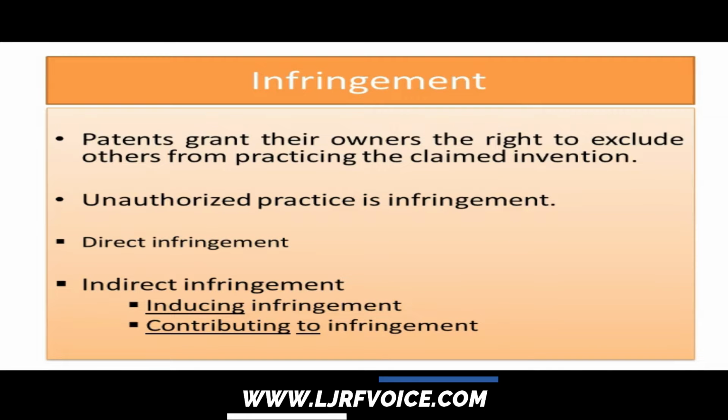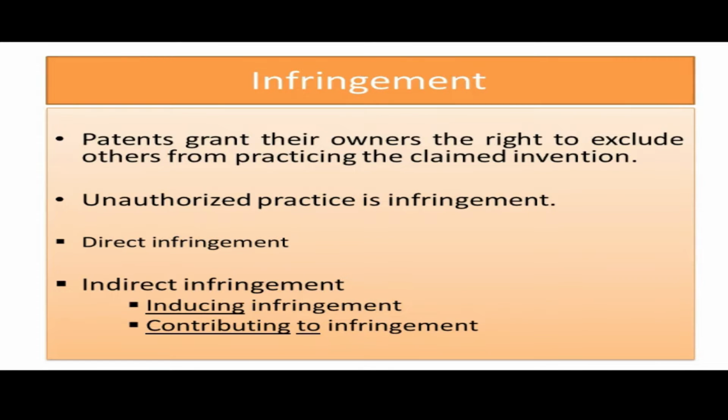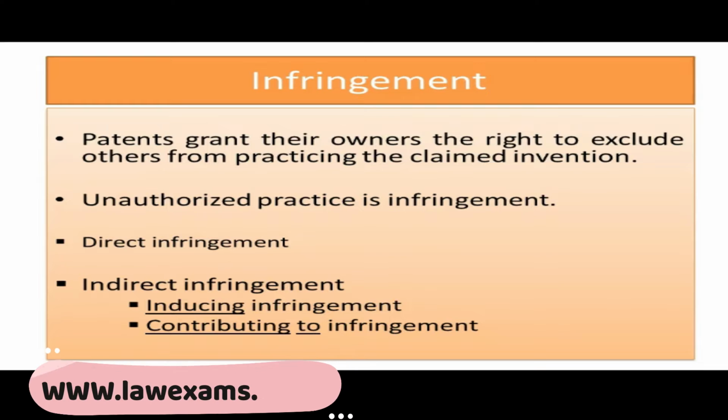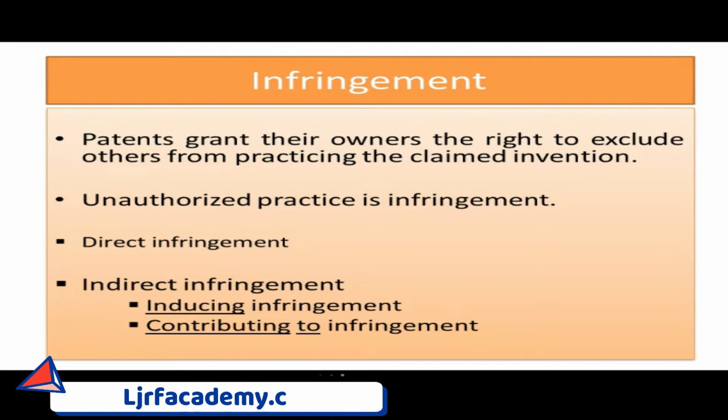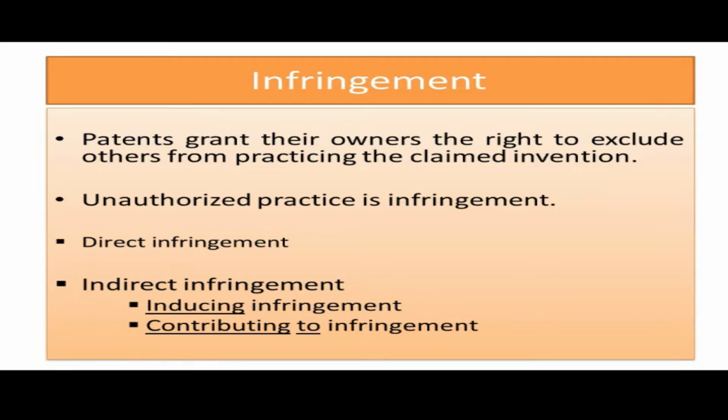Here it's something like abetment. The person is inducing the infringement of a patent. And the person is also helping or contributing towards infringement. So there is no direct infringement. At the same time, the action of the indirect infringer is contributing towards that or is inducing another person to infringe a patent. So that's a basic understanding of patent infringement.